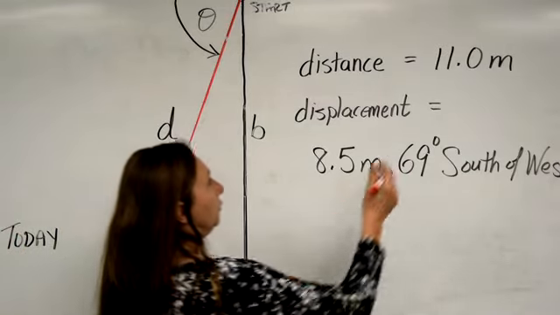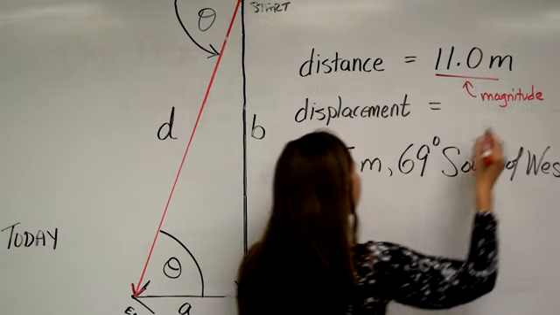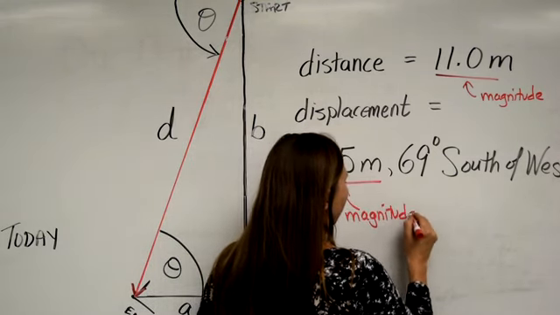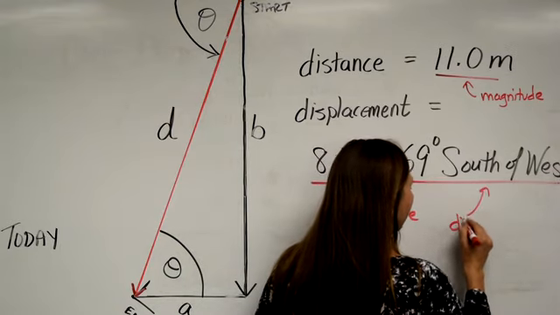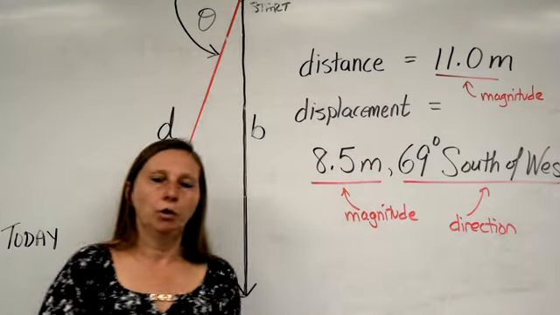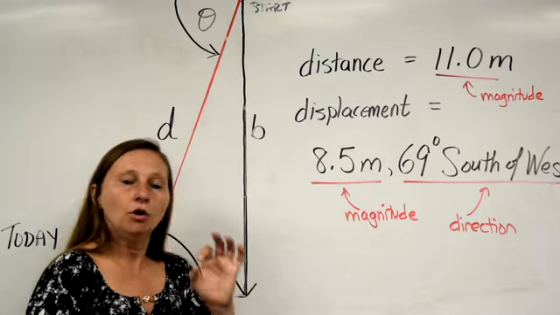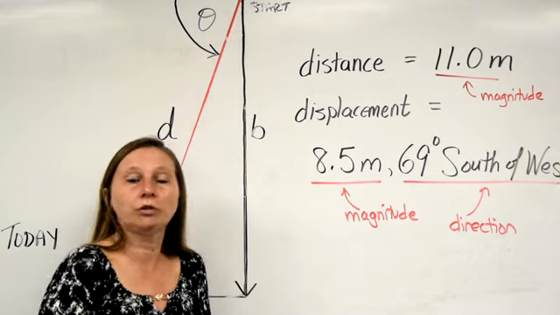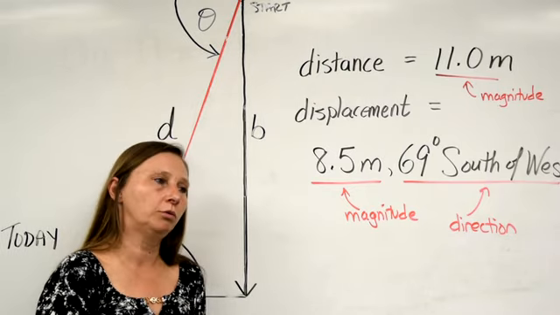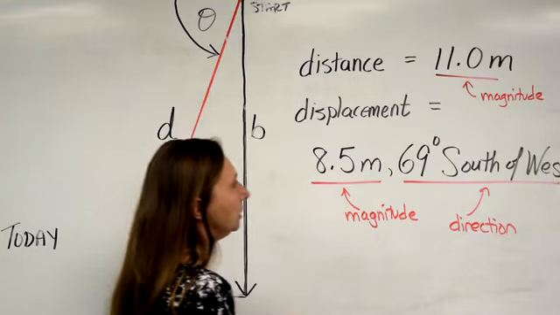For distance, we have just the magnitude of the distance. For displacement, you have to state both a magnitude and a direction. In this case, the direction is an angle. If the direction were exactly east or exactly north or exactly south, then you would just say that. If the direction were 45 degrees, you could say northwest or southeast. The only time you can say northwest or southeast or northeast or southwest is when it's exactly a 45 degree angle. This is not, this is a 69 degree angle.